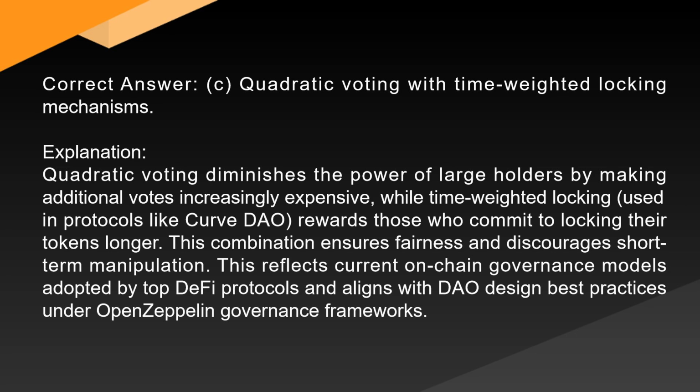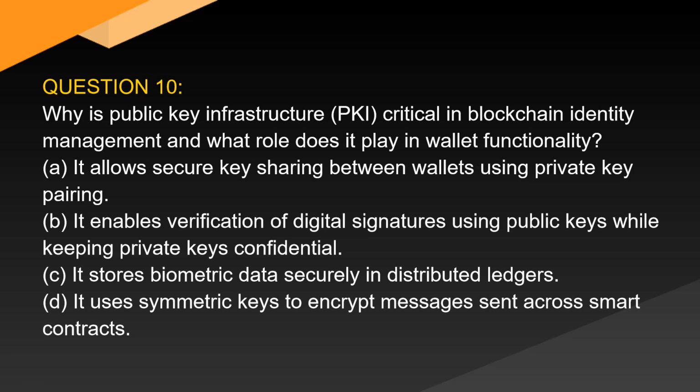governance frameworks. Question 10. Why is public key infrastructure, PKI, critical in blockchain identity management, and what role does it play in wallet functionality? A. It allows secure key sharing between wallets using private key pairing. B. It enables verification of digital signatures using public keys, while keeping private keys confidential. C. It stores biometric data securely in distributed ledgers. D. It uses symmetric keys to encrypt messages sent across smart contracts.